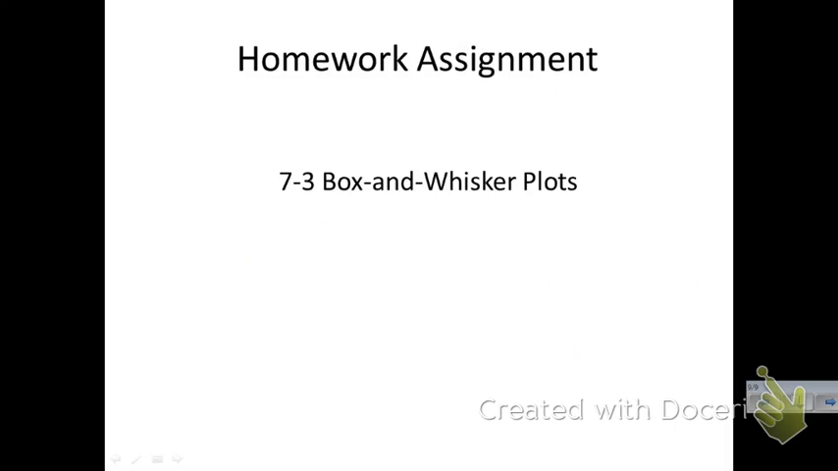Alright, that should help you with your assignment 7-3 box and whisker plots.